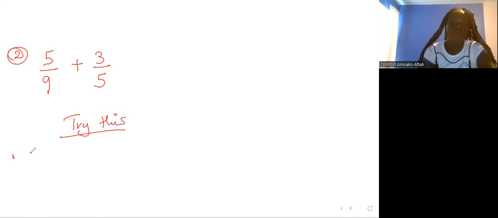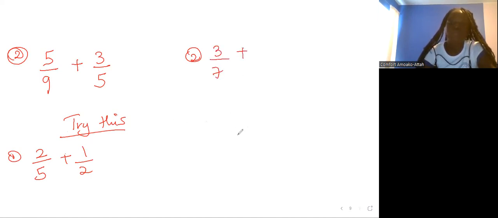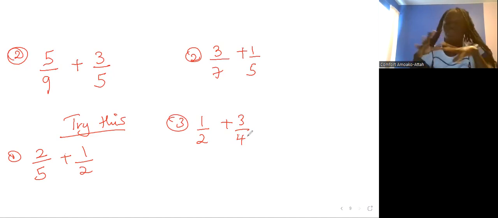All right, so let me add some as your homework and go home and try this. The first one, I have 2 out of 5 plus 1 out of 2. Okay, simple fractions. We have 3 out of 7 plus 1 out of 5. The last one, 1 out of 2 plus 3 out of 4. So simple. So try your hands on this and I'll come out with the answers.